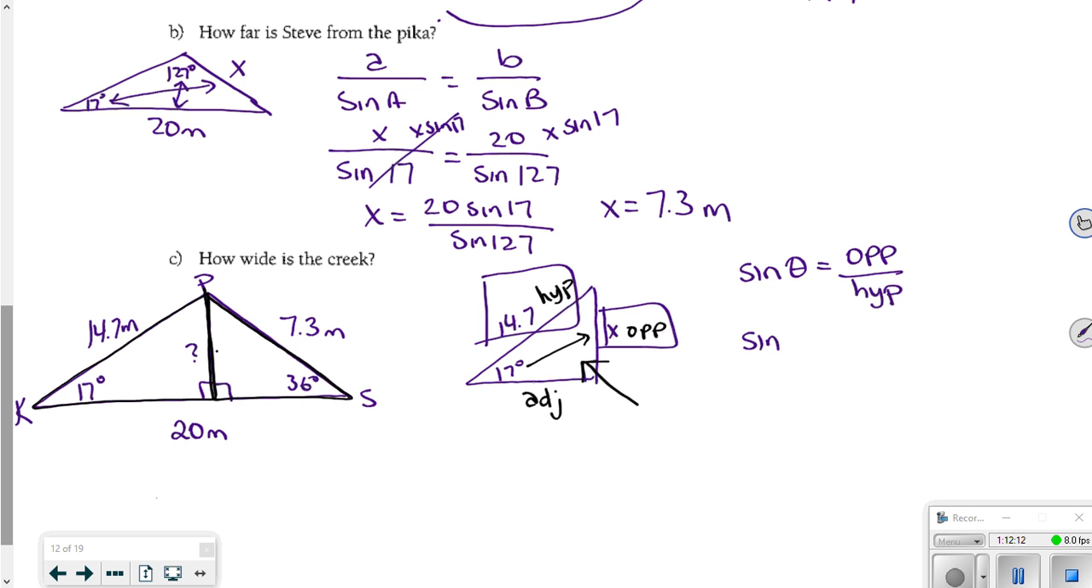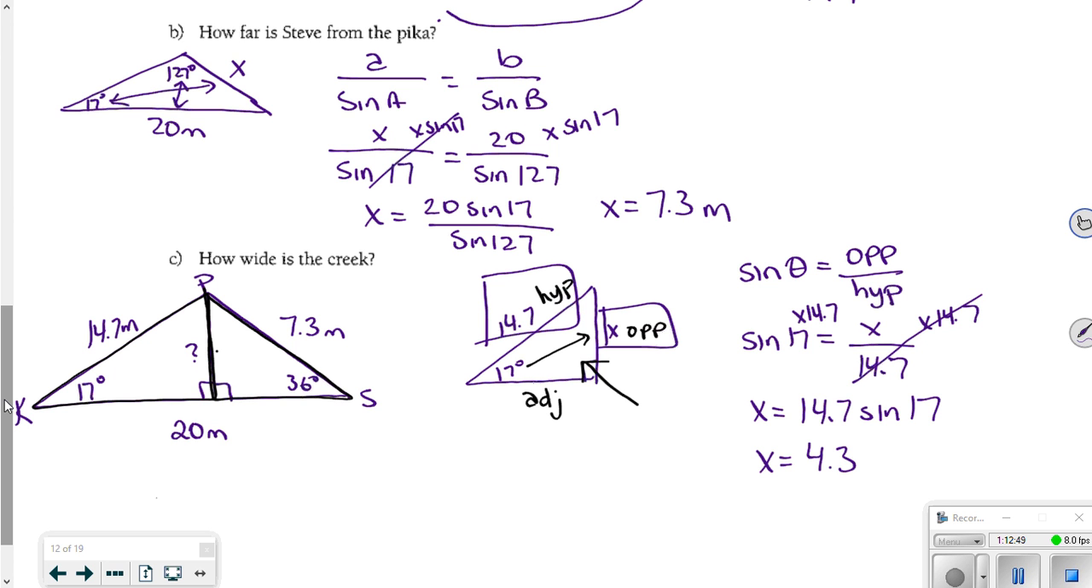Fill in what I know. So sine 17 equals opposite, which is x, over the hypotenuse of 14.7. The x is on the top of my fraction, which means I have to multiply by the bottom of my fraction to get it by itself. So times 14.7 on both sides makes that cancel out. X equals 14.7 times sine of 17. So in the end, x is 4.3. And again, this is a distance. Distance has all been in meters, 4.3 meters.